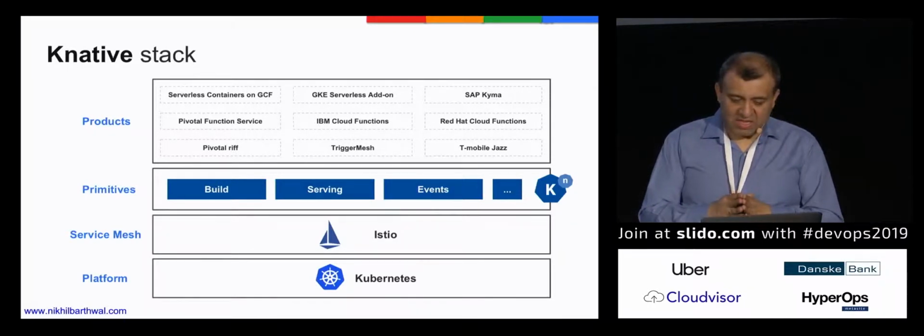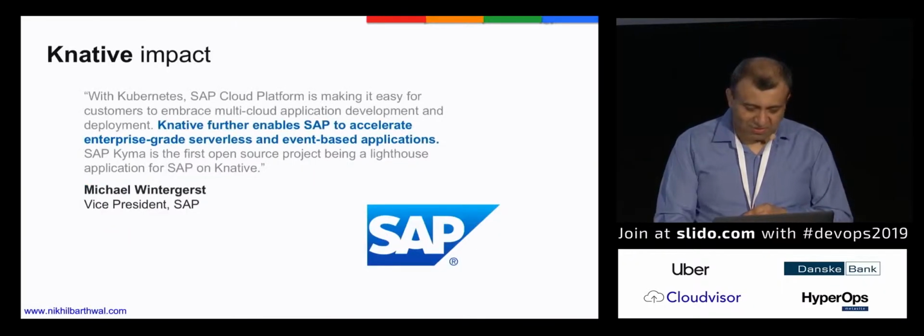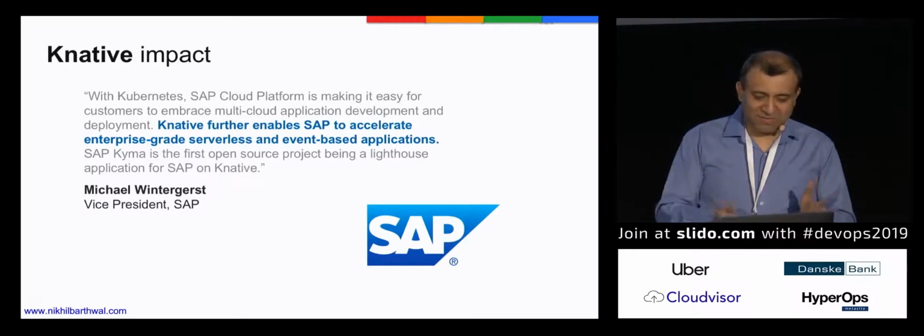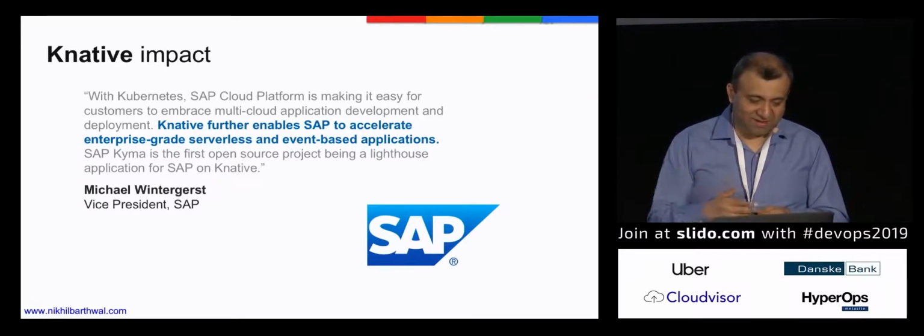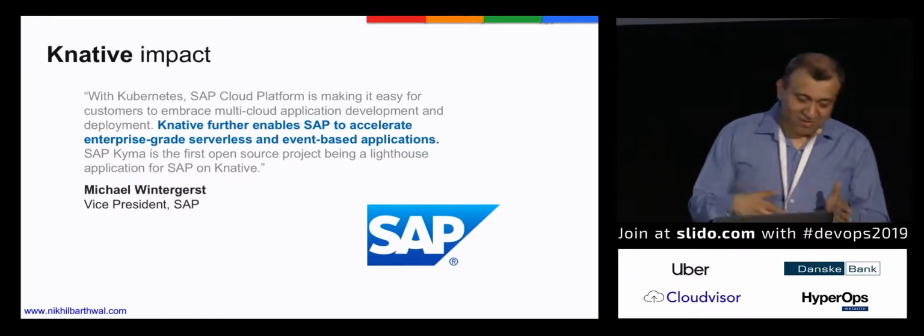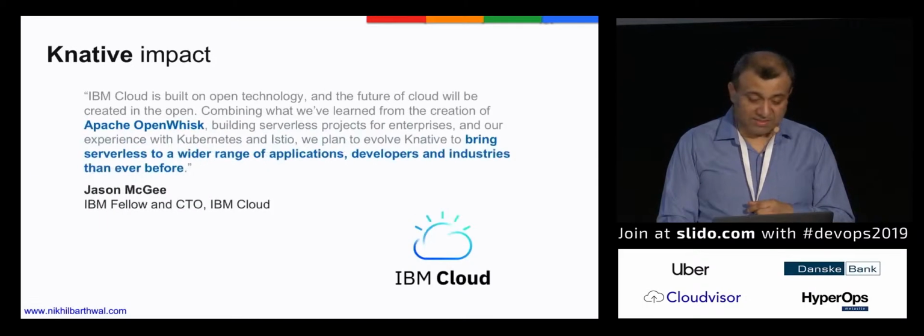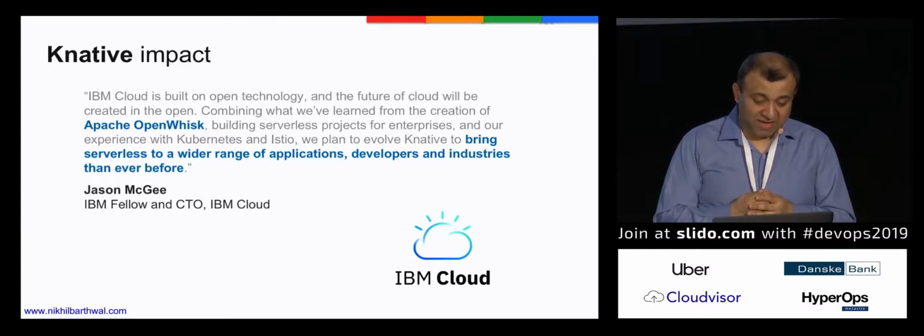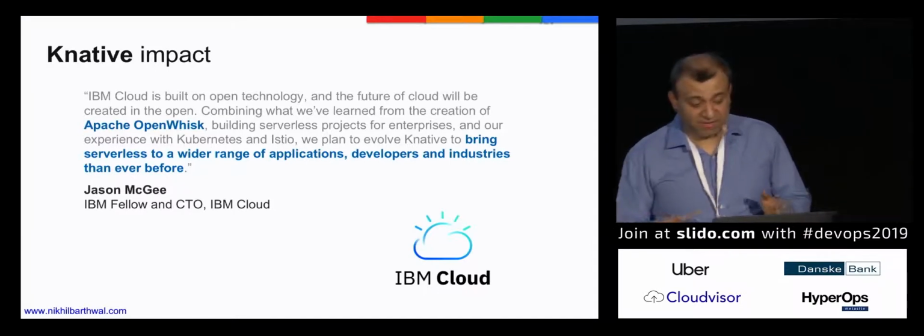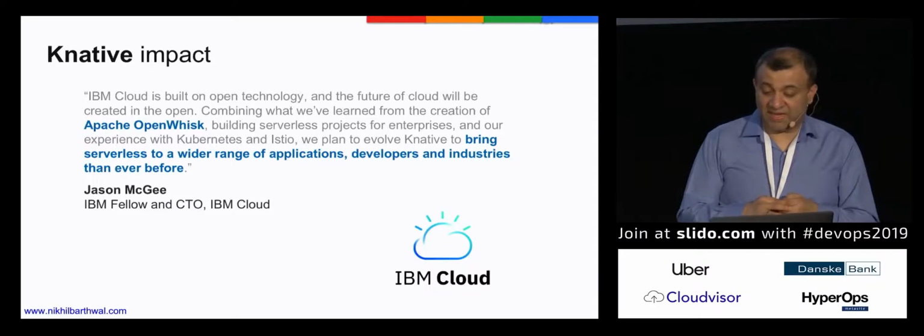With me, I have some customer testimonials. So here's one from Snap, and they talk about how they accelerate enterprise-grade serverless event-based systems. You can read about the details. I'm not going to read what's already on the slide. But SAP being a major partner, the other partner is basically IBM Cloud. They created OpenWhisk, and they actually bring serverless to wider applications and developers. So that's the IBM fellow and CTO quoting about Knative.